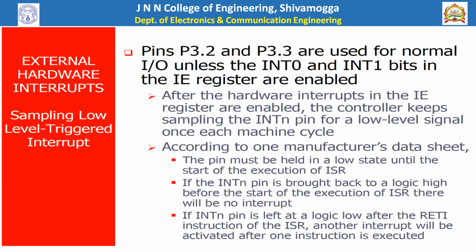So pin 3.2 and pin 3.3 are used for normal IO unless the INT0 and INT1 pins are programmed in the IE register. After hardware interrupts in the IE register are enabled, the controller keeps sampling the INT pin for every machine cycle. If the INT pin is low, it will consider that it is an interrupt. If the INT pin is not low, it will not consider it as an interrupt.